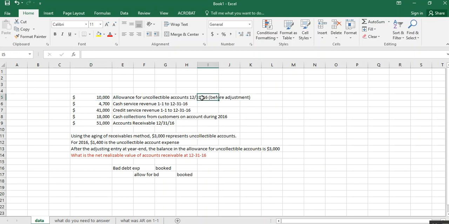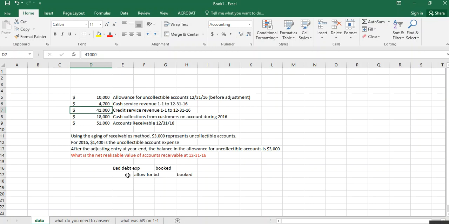We have at the end of the period, 12/31, at the end of the year, an allowance for uncollectible accounts of $10,000. That just means before the adjustment, before you booked bad debt expense for the year, what was left in the allowance for uncollectible accounts is $10,000. Here you have cash service revenue throughout the year. Cash service revenue is not a player when we're talking about uncollectible accounts. So please don't factor in cash service revenue. That's what I reinforced in class, that cash service revenue is about cash and getting cash for what you sell.